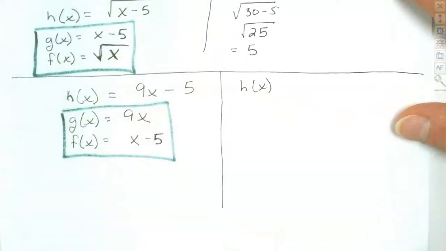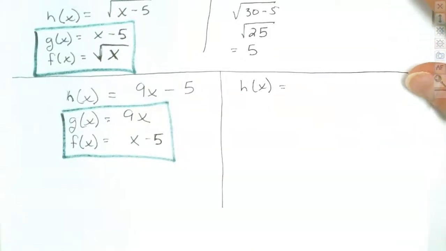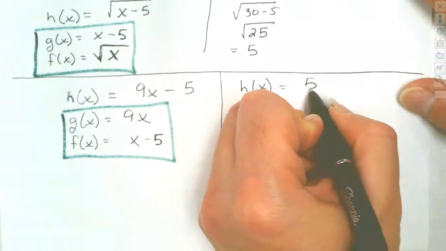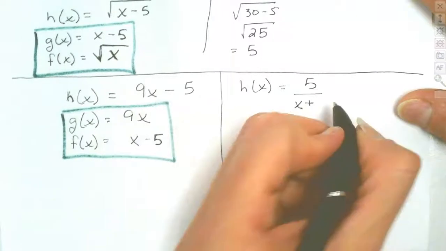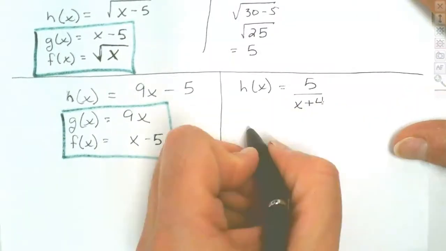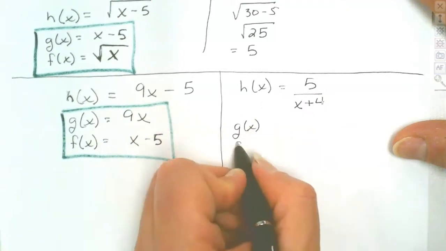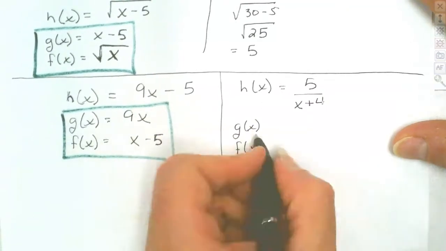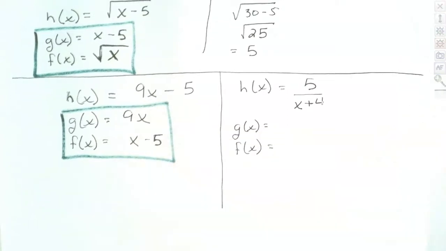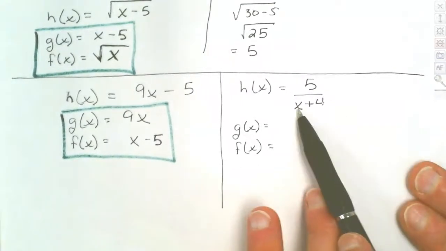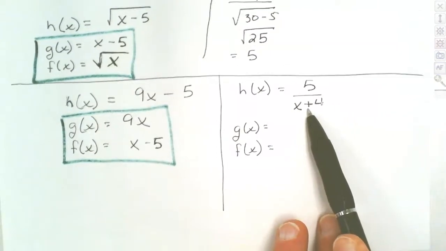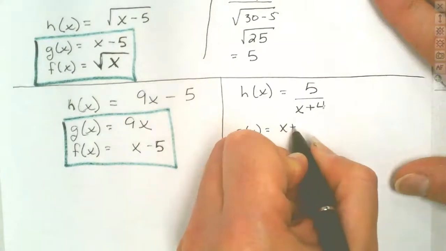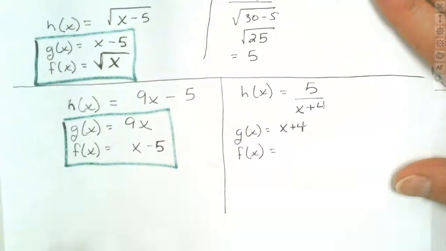Let's try another one. How about we look at 5 over x plus 4. Order of operations, and again, there's different ways of looking at this one. What I would do is, if you're working with numbers here, you do the denominator first, right? And then divide. So the denominator goes first. So what's in our denominator? x plus 4. Easy enough there. We bring down the x.